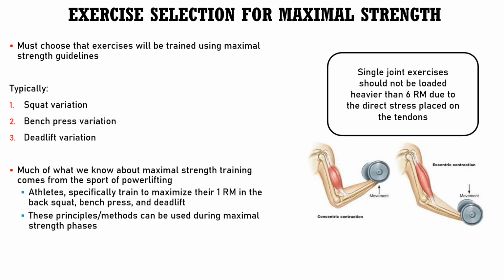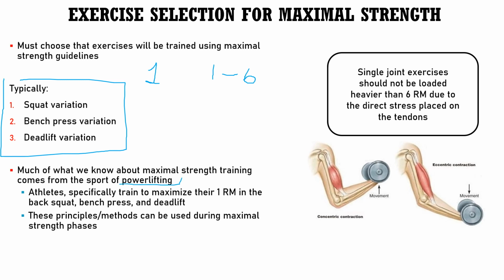As we said on the previous slide, when it comes to integrating maximal strength work into programs or workouts, we're really only going to choose maybe one exercise to target for maximal strength work, using anywhere from 1 to 6 repetitions. So which exercises are we going to choose? Typically it's going to be some type of squat variation, bench press variation, and/or deadlift variation. This is because these are the movements that are used in the sport of powerlifting.